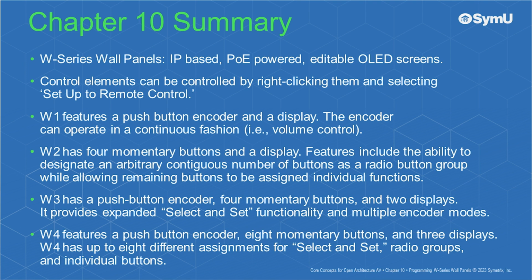Programming features include the ability to designate an arbitrary contiguous number of buttons as a radio button group while allowing the remaining buttons to be assigned to individual functions. W3 features a push-button encoder and 4 momentary buttons, as well as 2 displays. It provides expanded select and set functionality, multiple encoder modes, and encoder menu select. W4 features a push-button encoder, 8 momentary buttons, and 3 displays. W4 includes up to 8 different assignments for select and set, radio groups, and individual buttons.